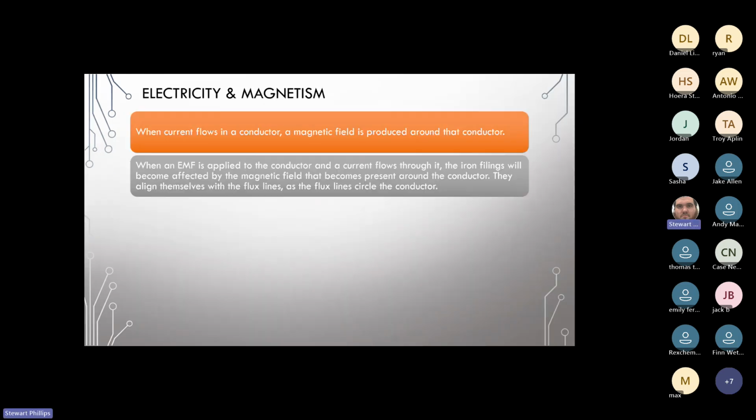Current flows in a conductor, a magnetic field is produced. The EMF is applied to the conductor, current flows through it, and the iron filings will become affected. So this is what we see when we put iron filings on a piece of paper. Imagine a piece of paper or timber or some form of medium with a conductor passing through it. If we were to pass current through that conductor and have iron filings on the surface, they would arrange themselves in rings like is shown on this.